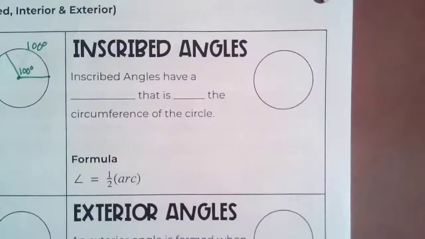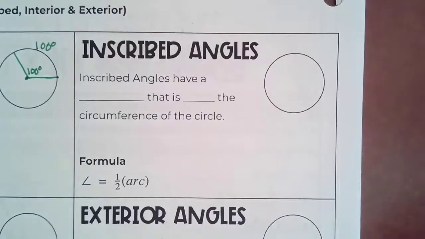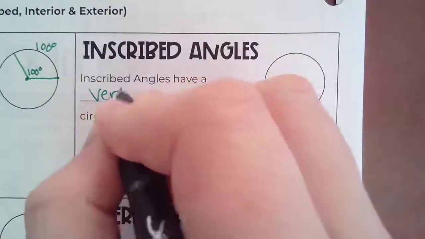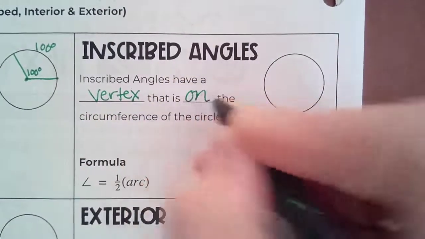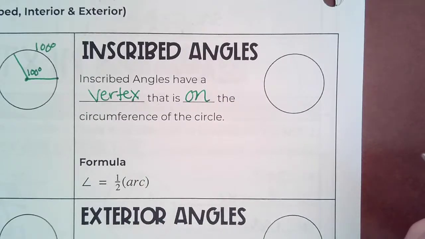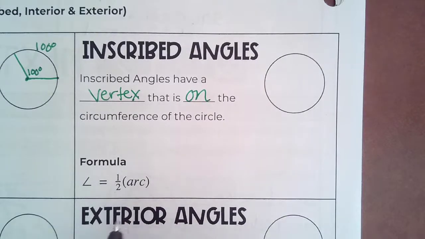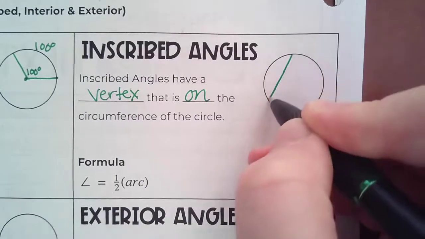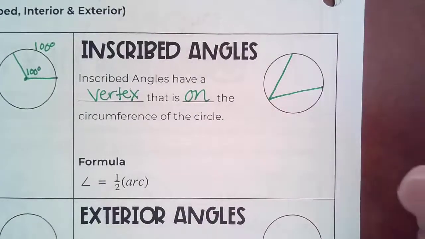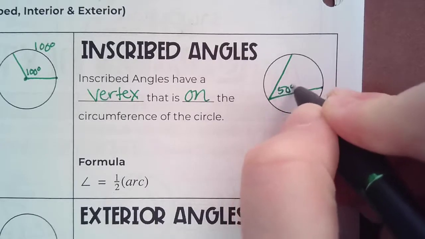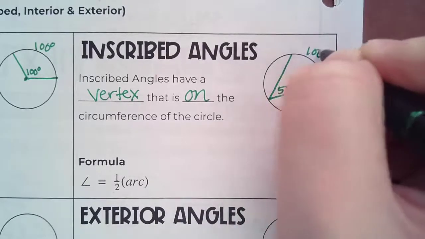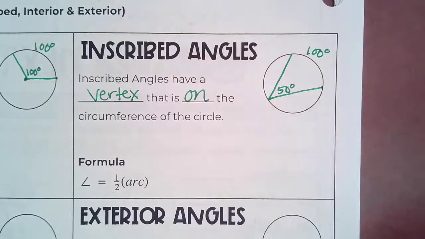Okay, inscribed angles. Done these before. The vertex for this is on the circle. So your formula is angle equals half of the arc. The more you use them, the more it's like, I didn't actually have to memorize that because I put it into action so much. So this time if my angle was 50 degrees, my arc would be 100 degrees, twice it.